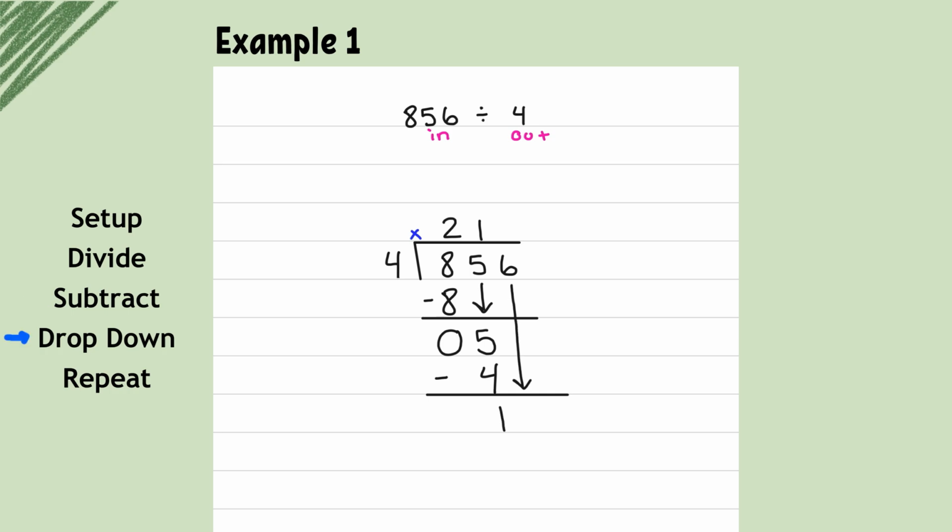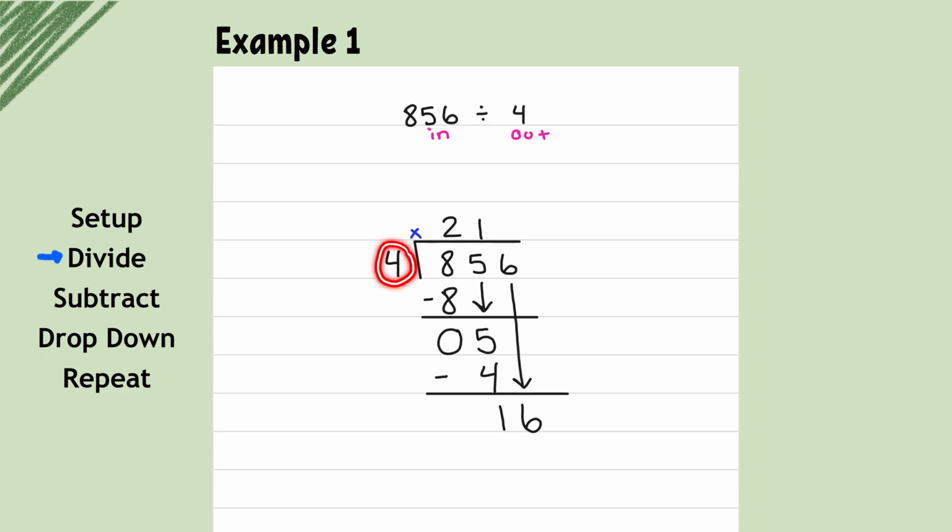You're going to keep doing this until you're out of numbers to pull down. Now we're going to pull down our 6, and that 1 is going to become a 16. And you're going to ask yourself again, 4 times what is going to give me 16? 4 times 4 is going to give me 16. So I'm going to subtract 16, and that's going to leave me with a 0.